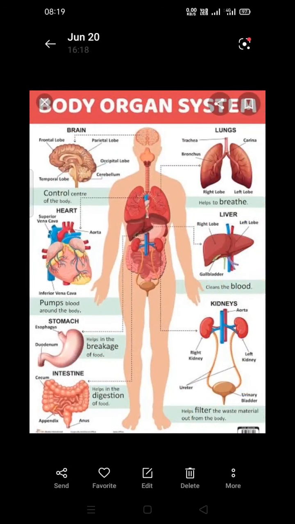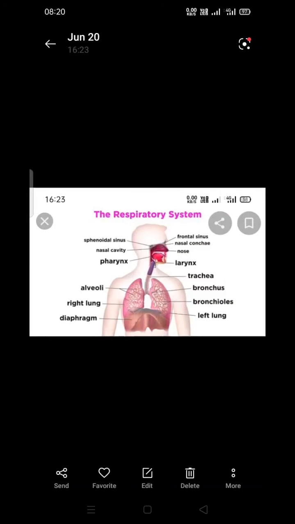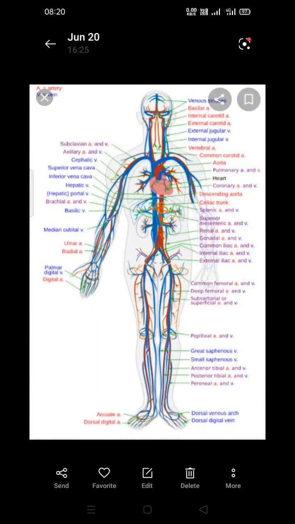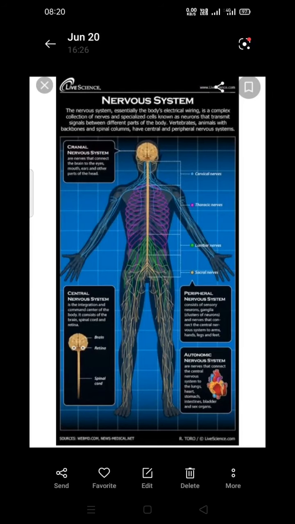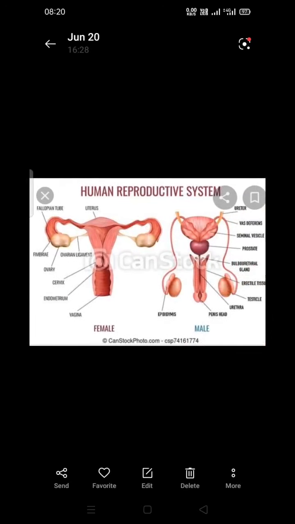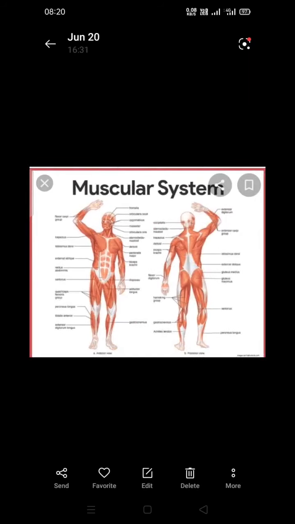Body organ system. Many organs together make up an organ system. The body is made up of various systems like the respiratory system, the circulatory system, the nervous system, the excretory system, the reproductive system, the skeletal system and the muscular system. Now we will learn about the skeletal system.